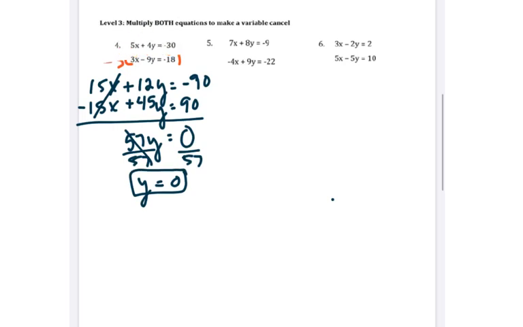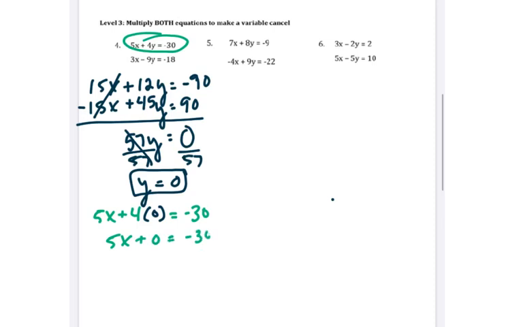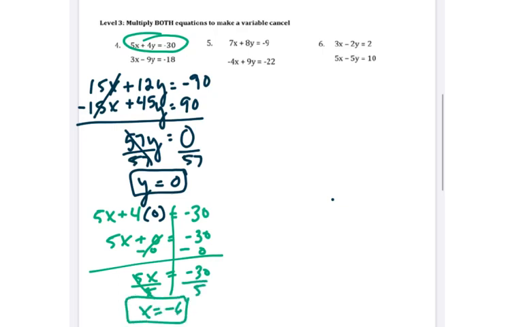I take that y value and I plug it into any of my original equations. I'm going to pick the first one. Those numbers are nice. 5x plus 4 times y, which is 0, equals negative 30. 5x plus 0 is negative 30, minus 0, divided by 5. Okay, so I would get the ordered pair: x is negative 6, y is 0.